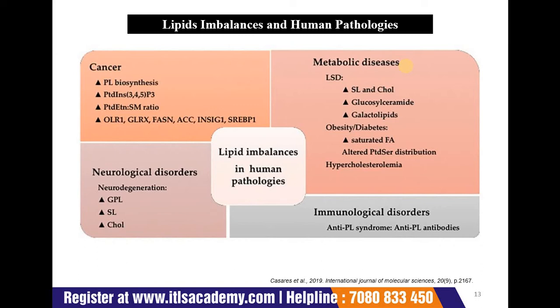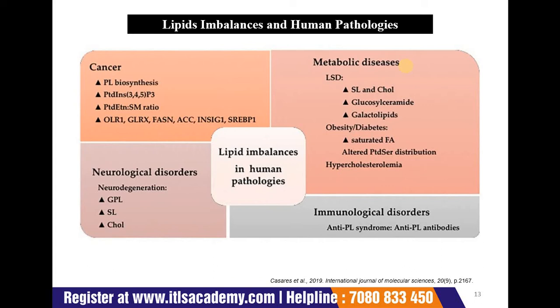There are immunological disorders as well, which develop with vascular thromboembolism, and it also leads to anti-PL syndrome and anti-PL antibodies. It can lead to miscarriages sometimes. So there are a lot of disorders and diseases which are associated with lipid imbalances. One of the most common diseases, which is not mentioned here, is cystic fibrosis, which happens because of lipid imbalance, which impairs the surfactant ability in the lungs, and it promotes a lot of bacterial growth.